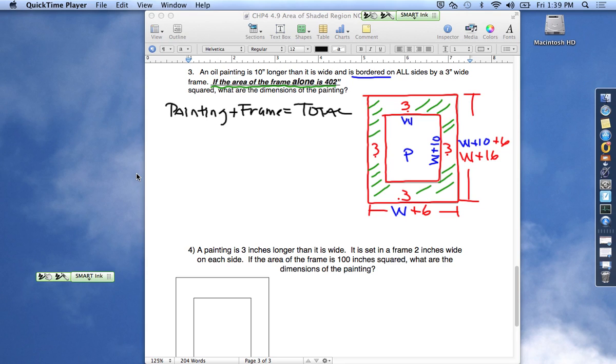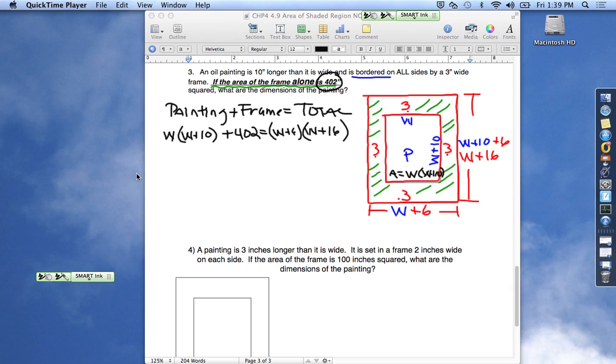Now let's come behind and slip in algebraic representations for each of the verbal setups. So the area of the painting would be W times W plus 10. The area of the frame is the number that you're explicitly given, 402. And then the total dimensions, one dimension is W plus 6, and the other dimension is W plus 16.